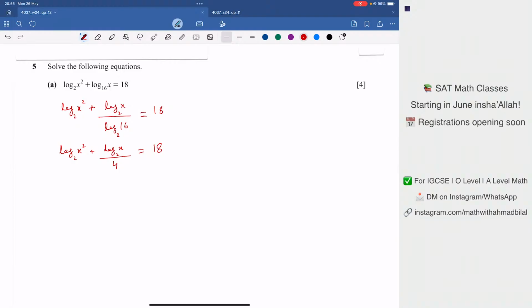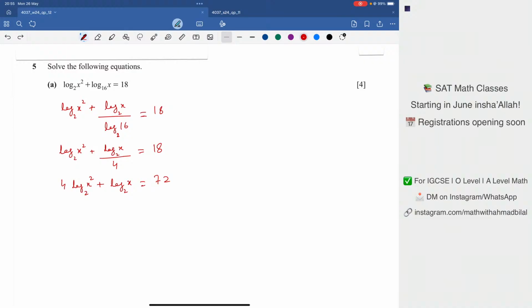Multiply the whole equation by 4 to simplify everything, and that gives us 4 log of x squared base 2 plus log of x base 2, that equals 18 times 4, that's 72. Okay, now how do we solve this further? This is x squared, right? We could simplify this. We could have done this previously, in an earlier step as well.